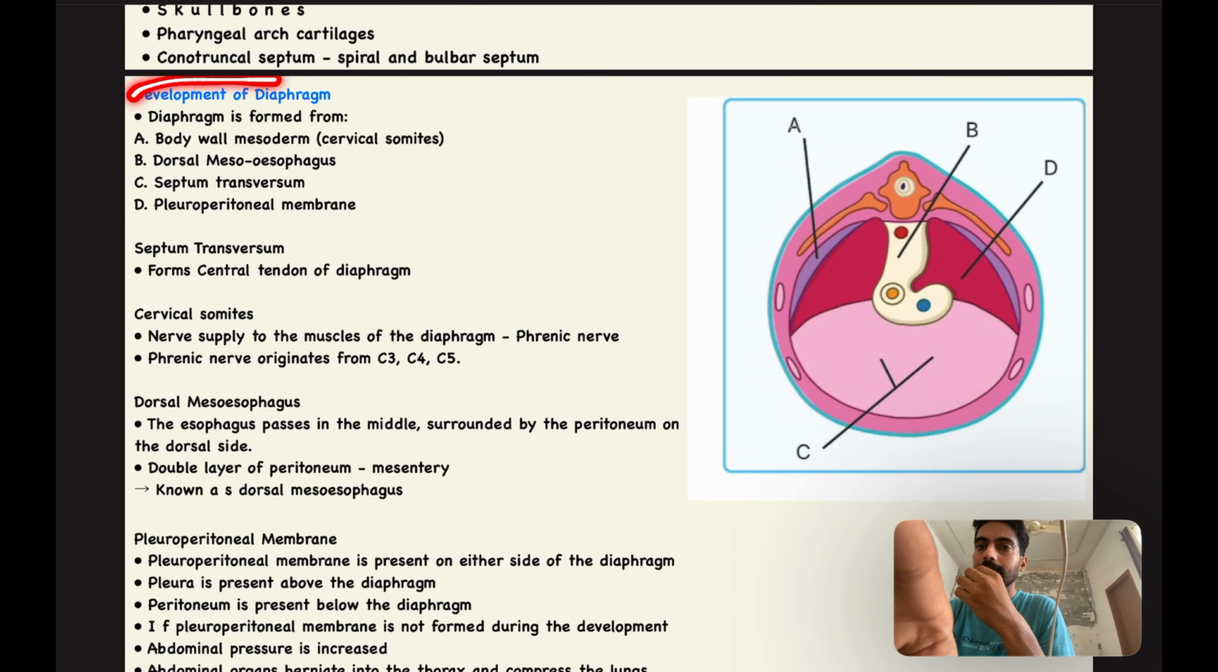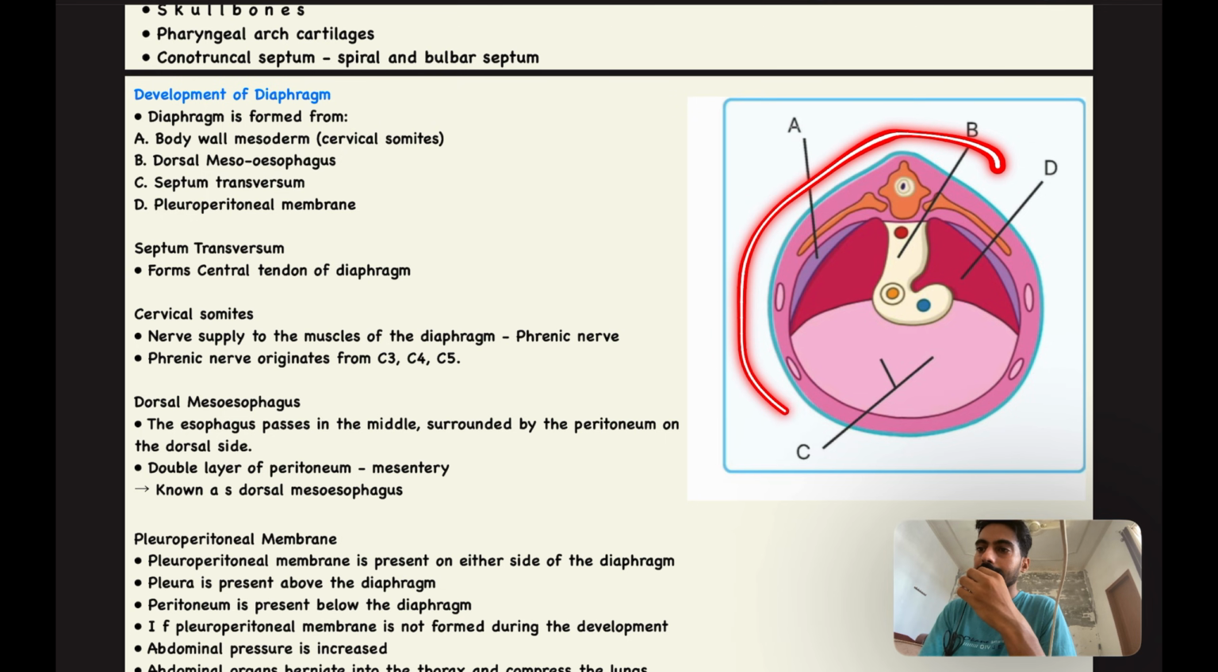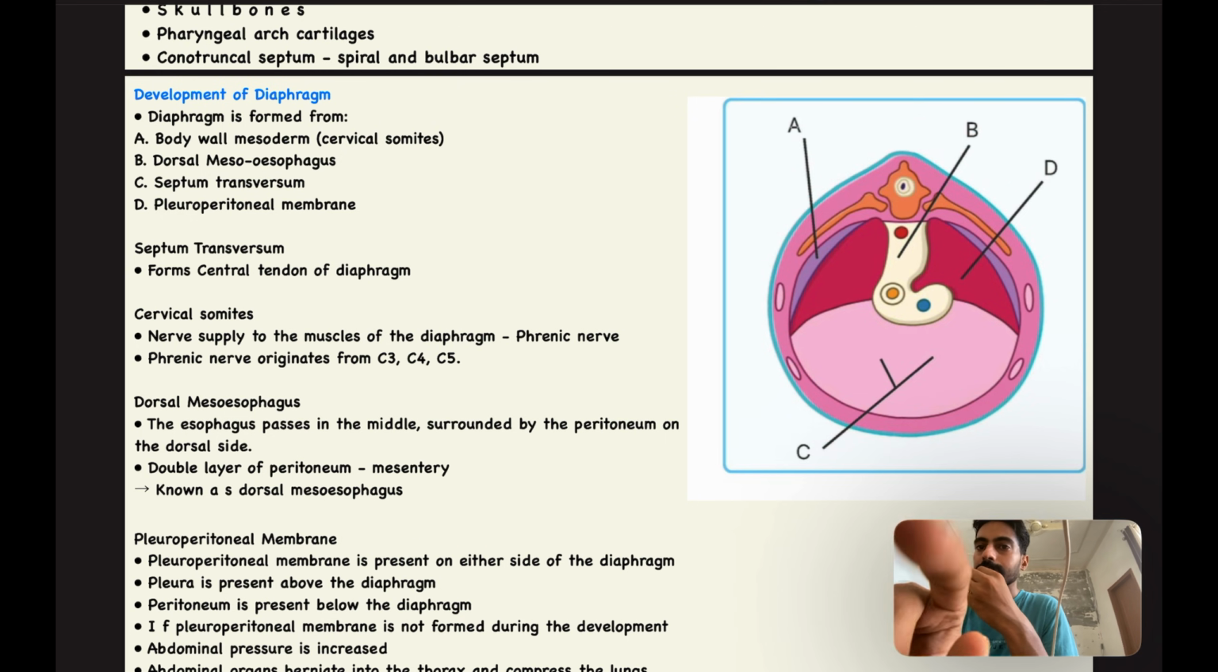Now let's talk about development of the diaphragm. So this is our diaphragm. It is formed from four structures: body wall mesoderm, which is cervical somites, dorsal mesoesophagus, septum transversum, and pleuroperitoneal membrane.